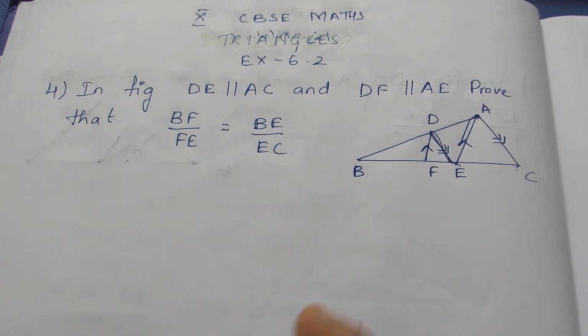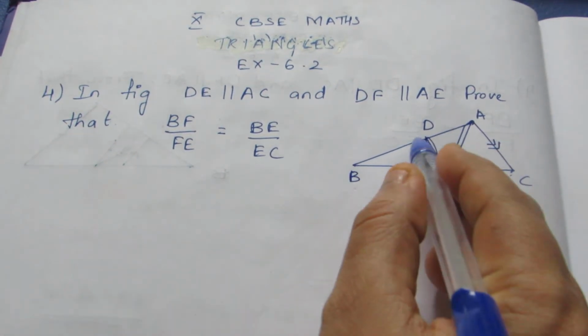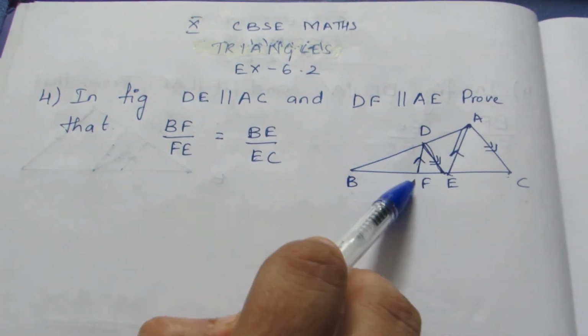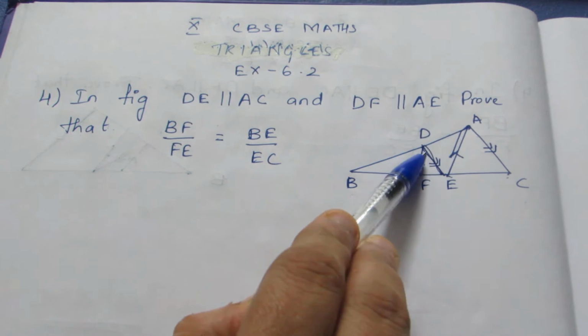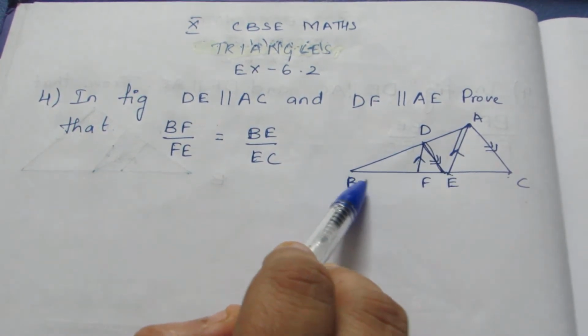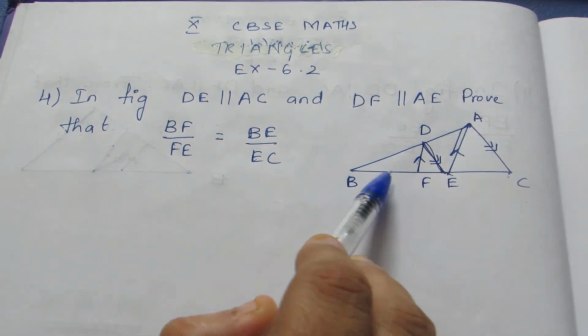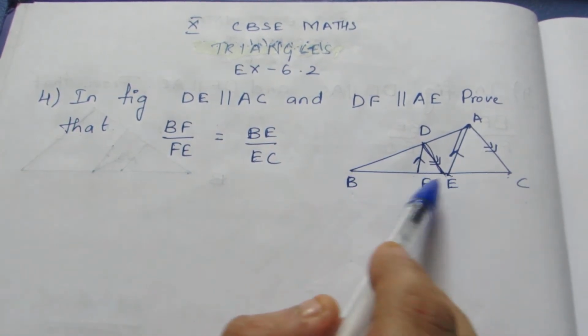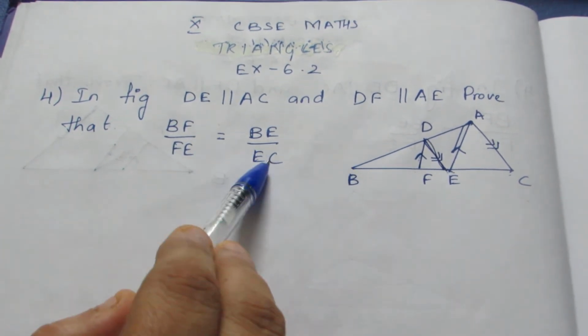Let's see the question. In the figure, DE is parallel to AC and DF is parallel to AE. So these two are parallel and these two are parallel. We need to prove that BF by FE is equal to BE by EC. On the same side, we need to prove they are proportional.